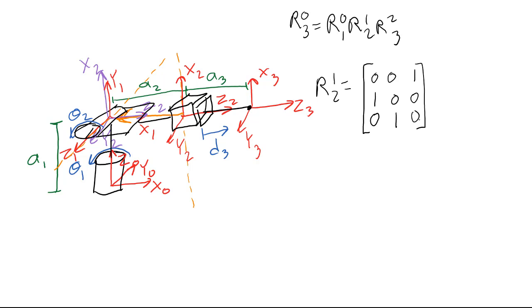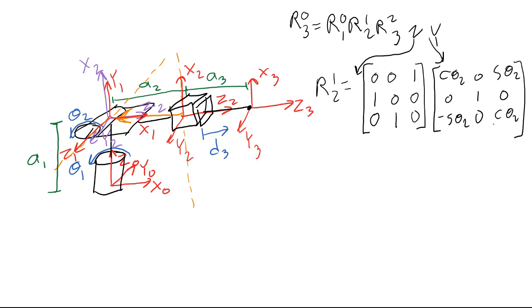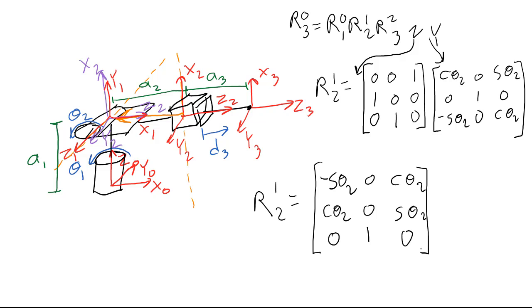Now, the rotation theta 2 is around Z1, or it's around the axis Y2. So again, we can either left multiply by Z, or we can right multiply by Y. This time, I'll right multiply by Y. I get the standard form of a rotation matrix around Y, and I plug in the variable theta 2. I then multiply these matrices together, and that is the complete R12.